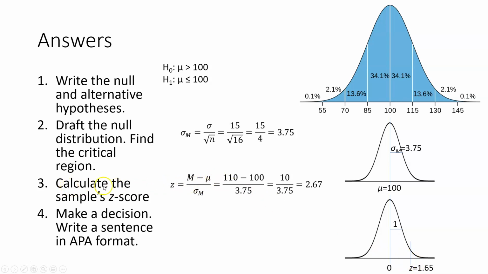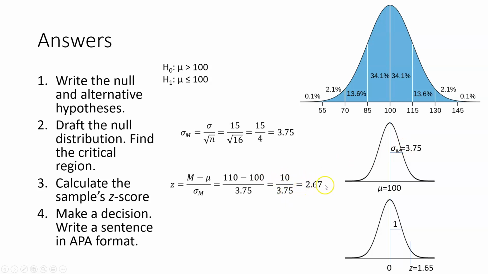The next step is to calculate the sample's z-score. We do that using our formula, that is, the mean of the sample minus the mean of the population, divided by the standard error of the mean. That is 110 minus 100 divided by 3.75, right here, or 10 divided by 3.75, or 2.67.